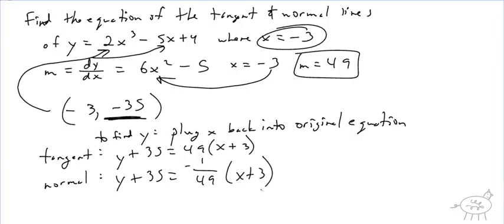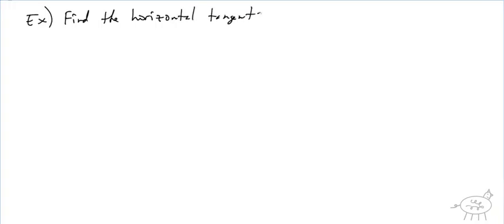Okay? All right, one last thing I want to do with you guys is find the horizontal tangents of y equals 2x cubed plus 23 halves x squared minus 4x. Okay, so find the horizontal tangents of that nasty, nasty formula.